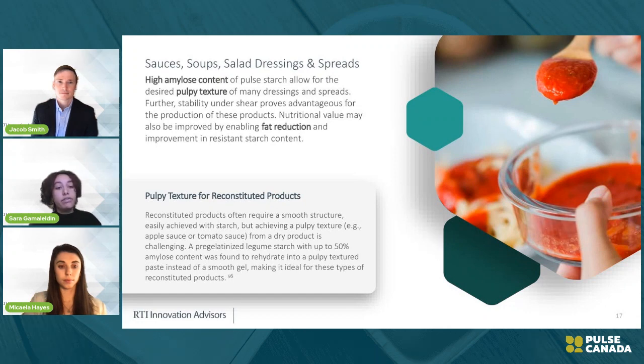An example patent that we've seen is used for maintaining pulpy texture for reconstituted products. Some of those products include dried applesauce or tomato sauce. Sometimes when rehydrating those products, you don't have the same pulpy texture as the initial product. So using a pre-gelatinized legume starch with up to 50% amylose content has been found to give those desired characteristics.